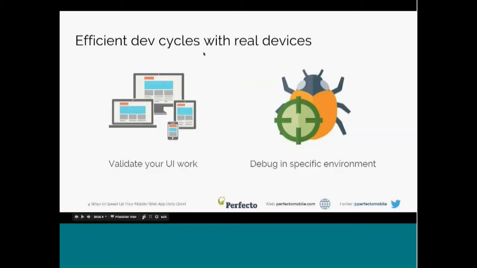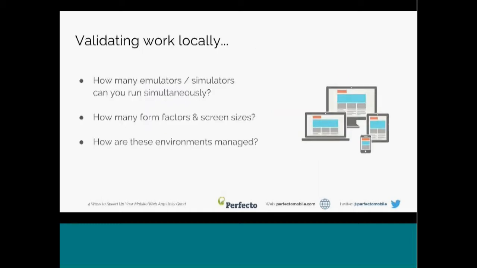And so if we flip this and talk about what efficient dev cycles look like, when we're talking about these apps that you need to validate on devices, and sometimes you need to troubleshoot on a specific device, what does an efficient dev cycle look like with a real device in it? Well, let's break this out into two specific areas of work that we all deal with. One is validating work on our UIs.